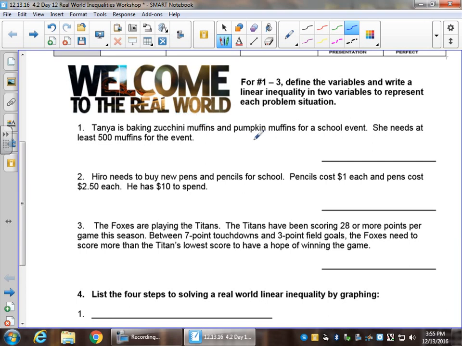Tanya is baking zucchini muffins and pumpkin muffins for a school event. She needs at least 500 muffins for the event. So I see here the 2 things being discussed are the zucchini muffins and the pumpkin muffins. So we'll let X equal the number of zucchini muffins and Y will equal the number of pumpkin muffins. And the only other piece of information we have is that she needs at least 500 of them total.